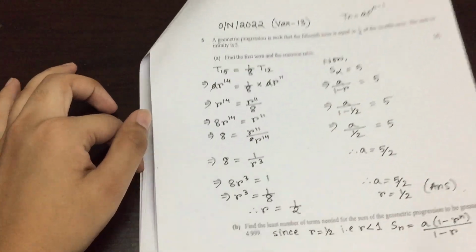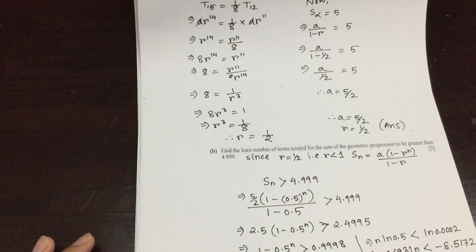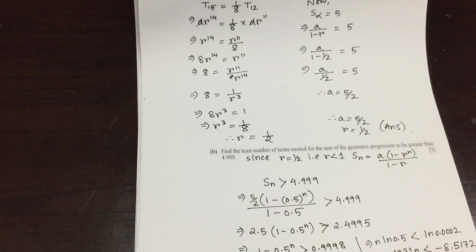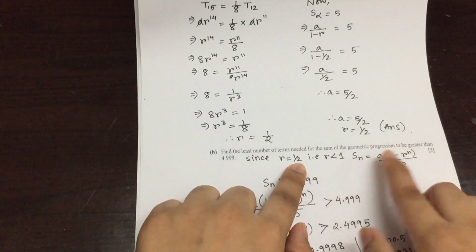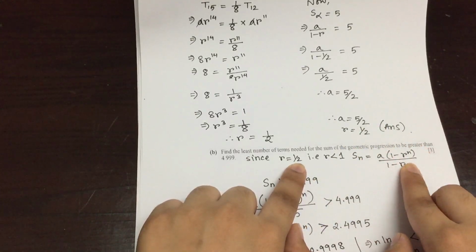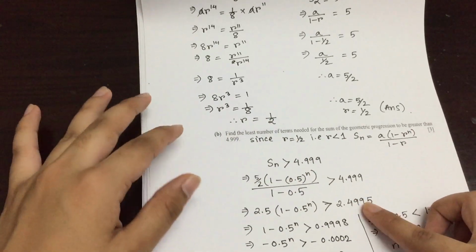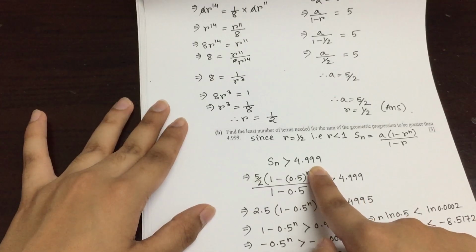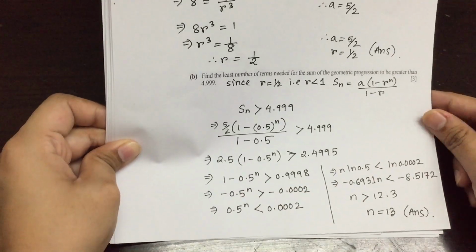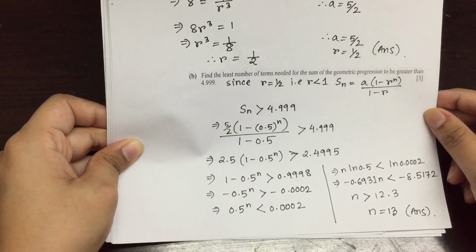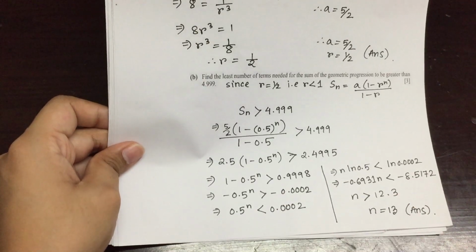Finally, you have to find the least number of terms needed for the sum of the geometric progression to be greater than 4.99. So I have my r, I have my a, and since r is less than 1, we go for this formula of sum, which is a times (1 minus r to the power n) divided by (1 minus r), and according to the question, the sum is greater than this. So you just place the values and make n the subject. This is how you do it. And finally, you get n greater than 12.3, which is 13.